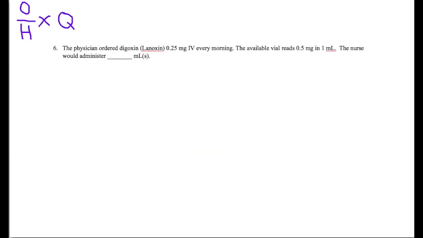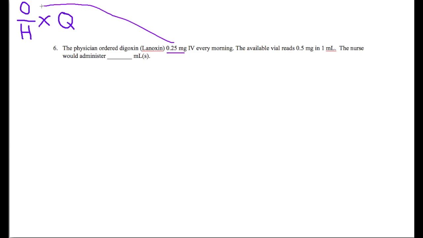For our final problem, we have a physician order for digoxin 0.25 milligrams IV every morning. The available vial reads 0.5 milligrams in 1 ml. The nurse would administer how many mils? This would be a good place to pause if you would like to try and solve this problem on your own before I work it out.